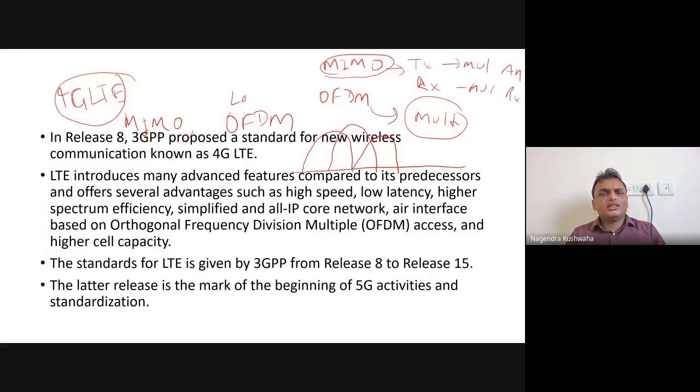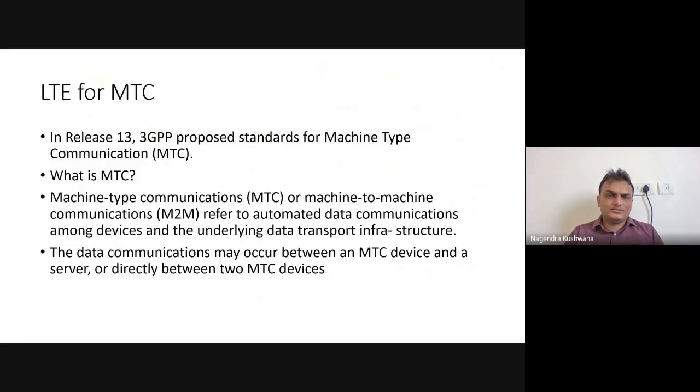Now, once LTE is there, 3GPP keeps on giving improved standards for the next communications, and they keep on giving release 8, release 9, release 10, and so on. And in the last releases like 15 and 14, they have talked about 5G communication, right? In release 13, they have proposed a standard for MTC, that is machine type communication, right?